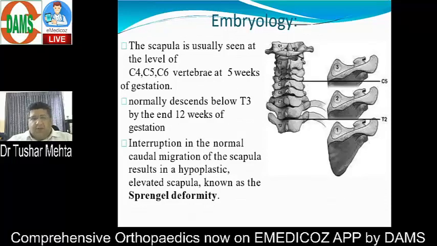Now scapula is usually seen in front of the level of C4, C5, C6 at 5 weeks of gestation. Are you getting my point? So at 5 weeks of gestation, ideally scapula should lie at the level of C4 to C6. Now, what happens is, at the 5th week of gestation, or by the end of the 12th week, that is precisely 3 months. So by 3 months of gestation, scapula should ideally come below T3. Are you getting my point?